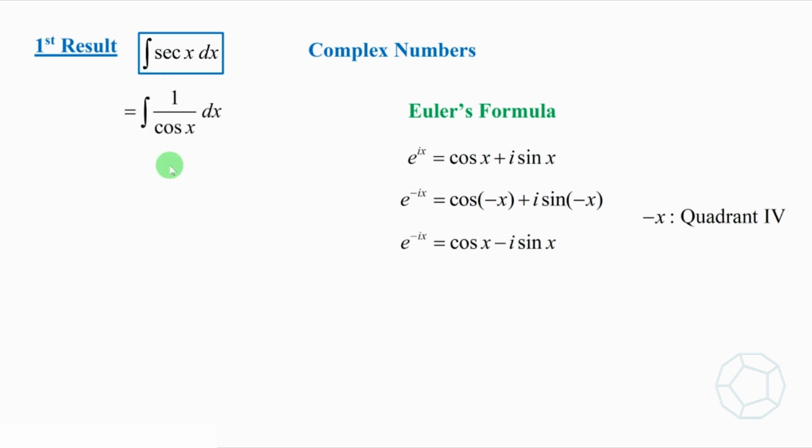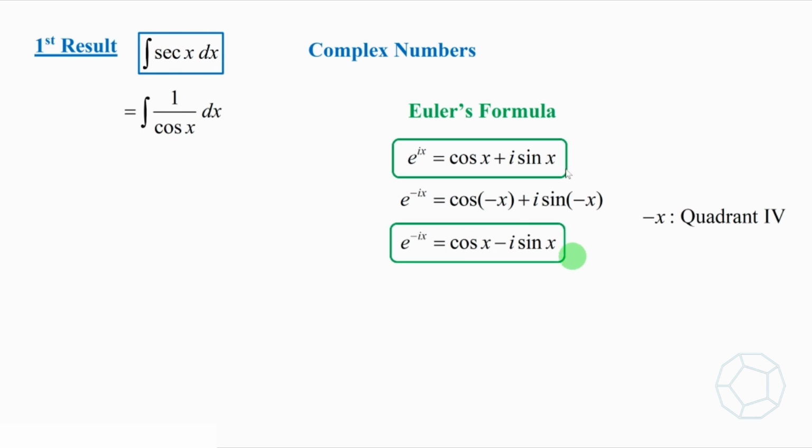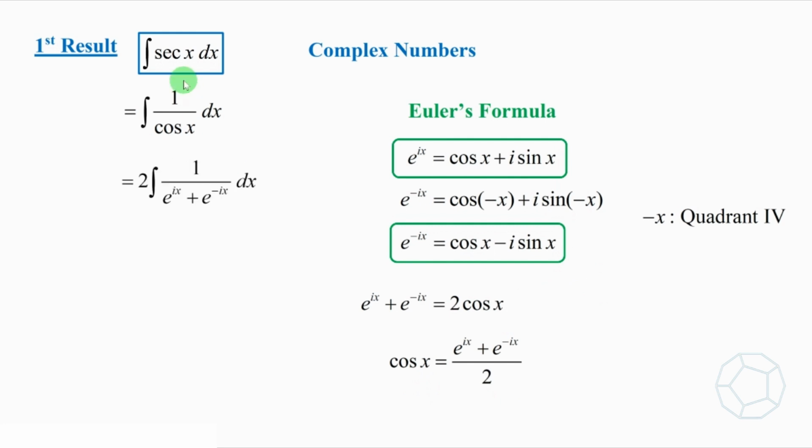Because secant x is equal to 1 over cosine x, therefore we express cosine x in terms of the exponential terms. Add up the two equations, the sine terms cancel out. Therefore, cosine x is equal to e to the power of ix plus e to the power of negative ix over 2. Now, we can put this into the integral. So, integrate secant x dx is equal to 2 times integrate 1 over e to the power of ix plus e to the power of negative ix dx.